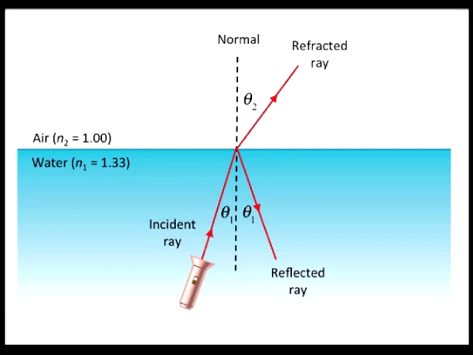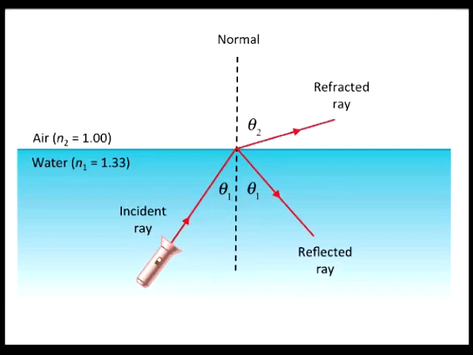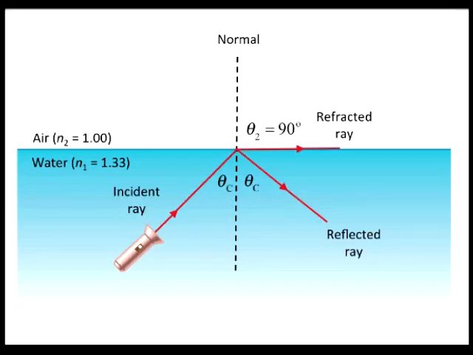If the angle of incidence increases, so does the angle of refraction, and it will continue to increase until the angle of incidence reaches a certain value, called the critical angle, theta c, where the angle of refraction is equal to 90 degrees. In this case, the refracted ray points along the surface.